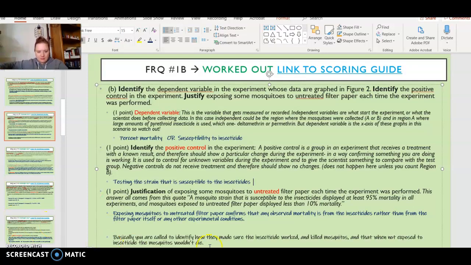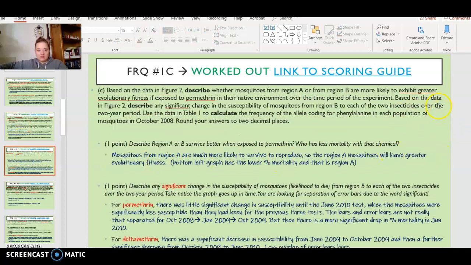So I think that's what I have at the bottom. You are called to identify how they made sure the insecticide worked and killed mosquitoes, and that when not exposed to insecticide, mosquitoes wouldn't die. That's what we're looking for in B. In C, I love this. So C is a describe, calculate.